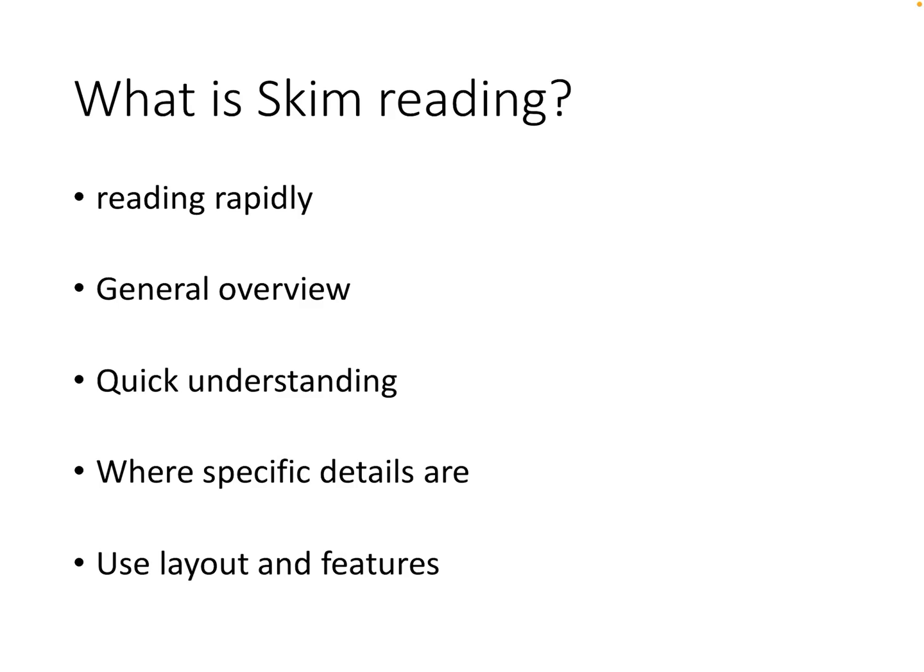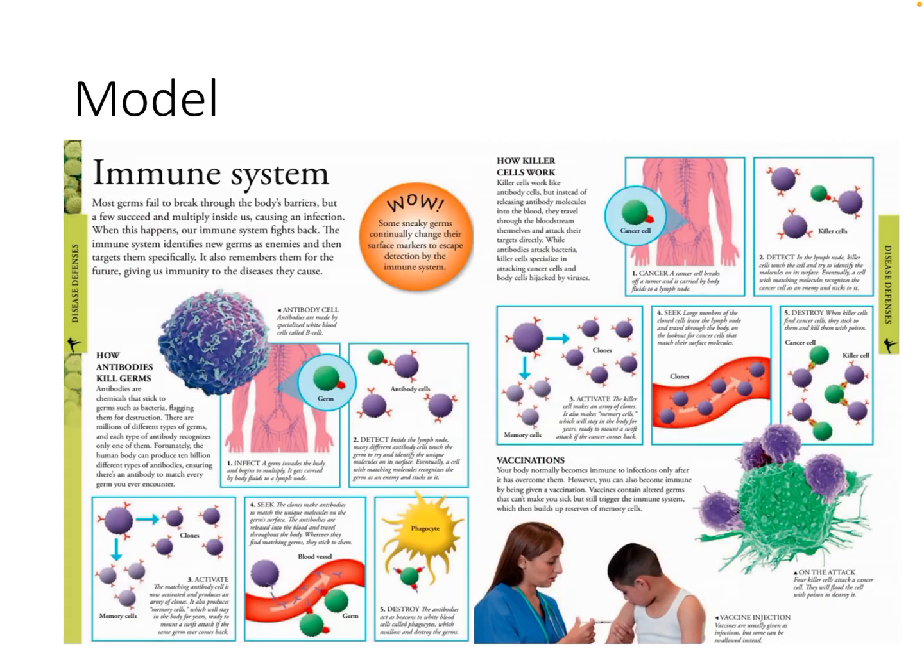So I'm going to show you using this text. We've got loads of organisational features on here. I know really quickly this is about the immune system. If I want to know how killer cells work, so killing disease, I'm going to look over here. If I want to know about antibodies, I'm just quickly looking at these. If I want to know anything about vaccinations, it's going to be there. Oh, this is an odd picture. This is some form of attack there. So I can quickly look for it.